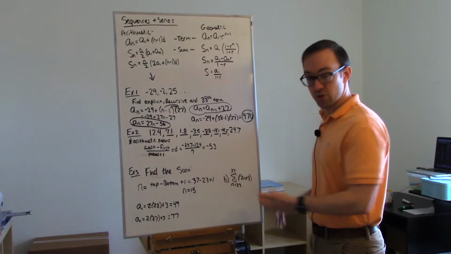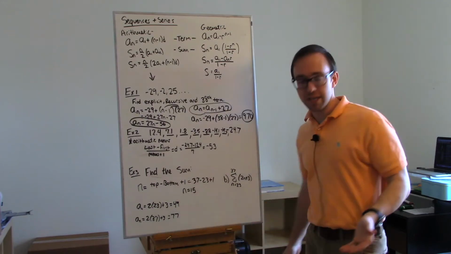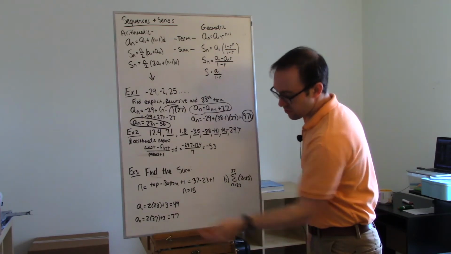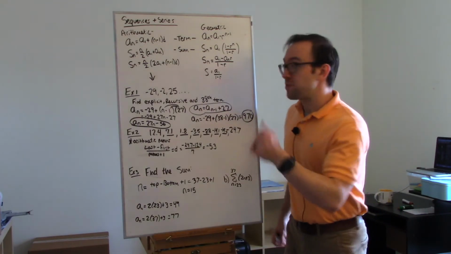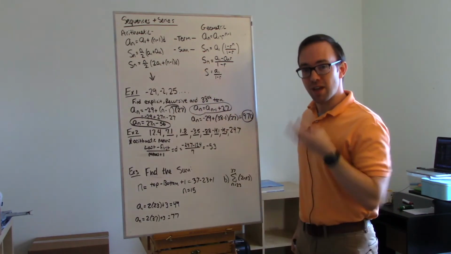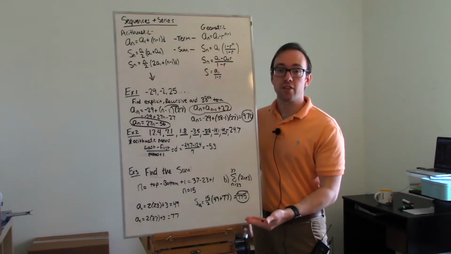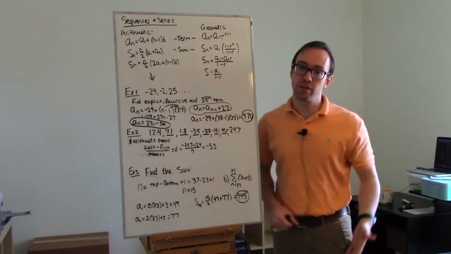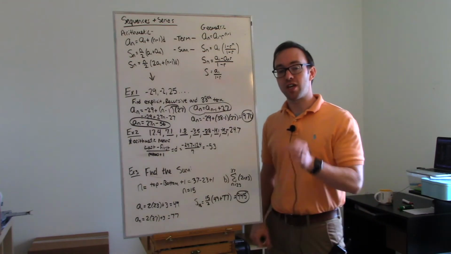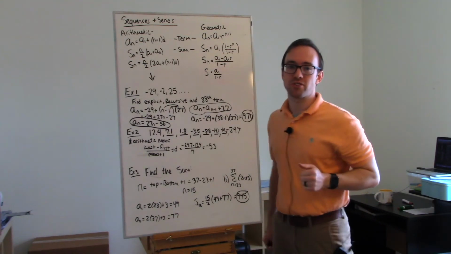So the first piece that we're using, the 23rd term, is 49, and the last number that we're using, the 37th term, is 77. Which means we can plug it into the formula and figure out the answer. The answer is 945. That finishes the examples on arithmetic sequences. So now we're going to switch gears and go into the geometric sequences.